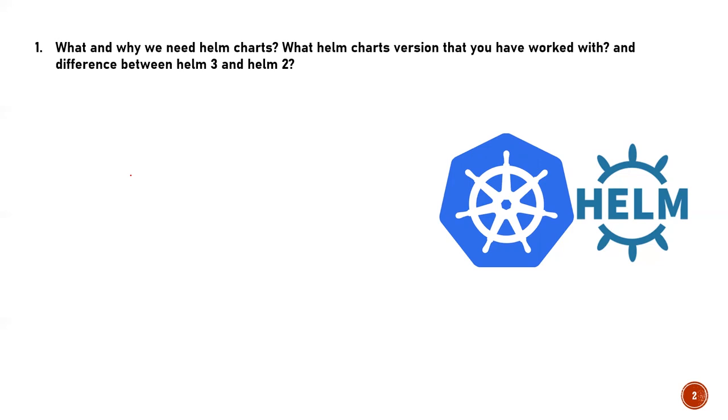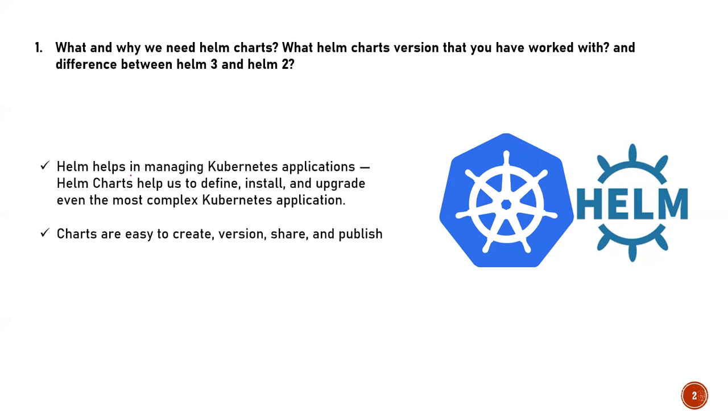So the first part is, what is Helm chart? Helm chart is a package manager for Kubernetes, by which we can manage our Kubernetes applications very easily. Helm charts help us in defining, installing, and also upgrading even the most complex Kubernetes applications. And also Helm charts are very easy to create, version, share, and publish.